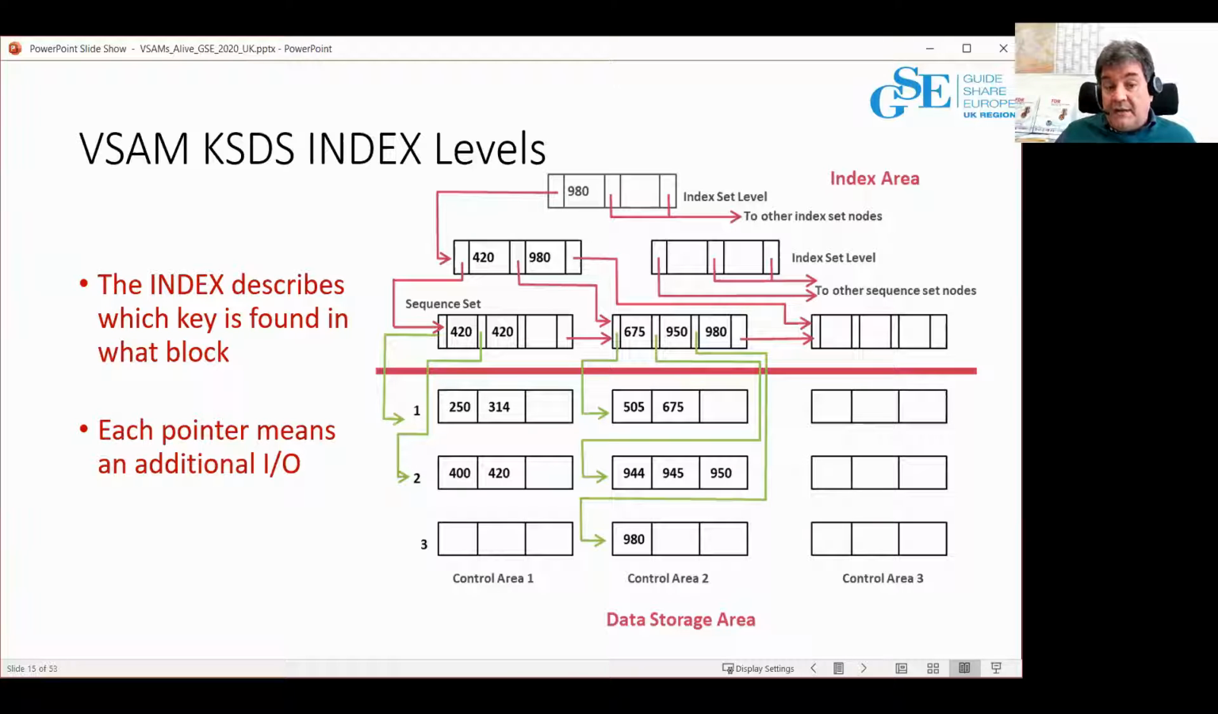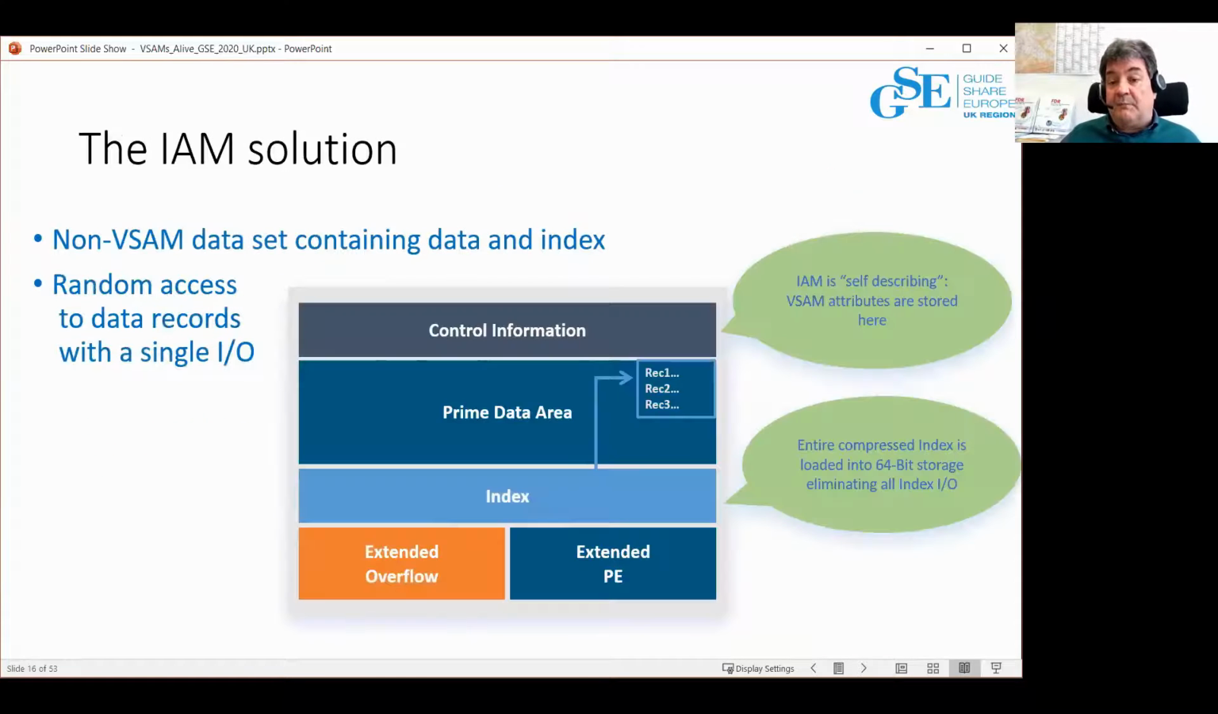Actually, this is not bad. This is a method to locate a single record by, let's say, a few IOs, let's say 4 or 5 IOs. Not bad, but we can improve this now. We can improve this with IAM.